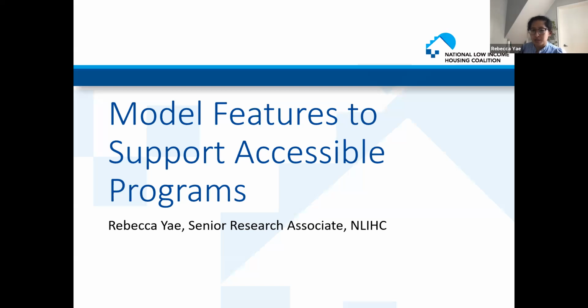So NLIHC has been tracking emergency rental assistance programs that have been created or expanded in response to COVID-19 for over a year now. And we've also been doing research on this with our partners at Housing Initiative at Penn and NYU Furman Center. I'm going to go over just a few quick key learnings that we've learned about emergency rental assistance programs this past year or so. Next slide, please.